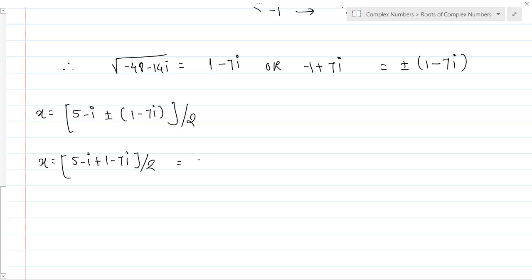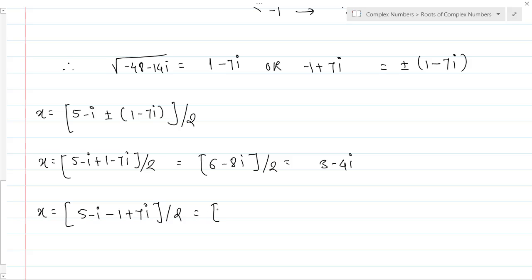Now let's open this. So I will be having 5 plus 1, it is 6, minus i minus 7i, so this gives me minus 8i upon 2, which equals 3 minus 4i. Then next, x is equal to, let's take the minus sign. So 5 minus i minus 1 plus 7i upon 2, which is equal to 5 minus 1, that is 4, and 7 minus 1, that is 6, positive 6i upon 2, which equals 2 plus 3i. Okay, so what values of x are you getting for this equation? It's 3 minus 4i and 2 plus 3i.